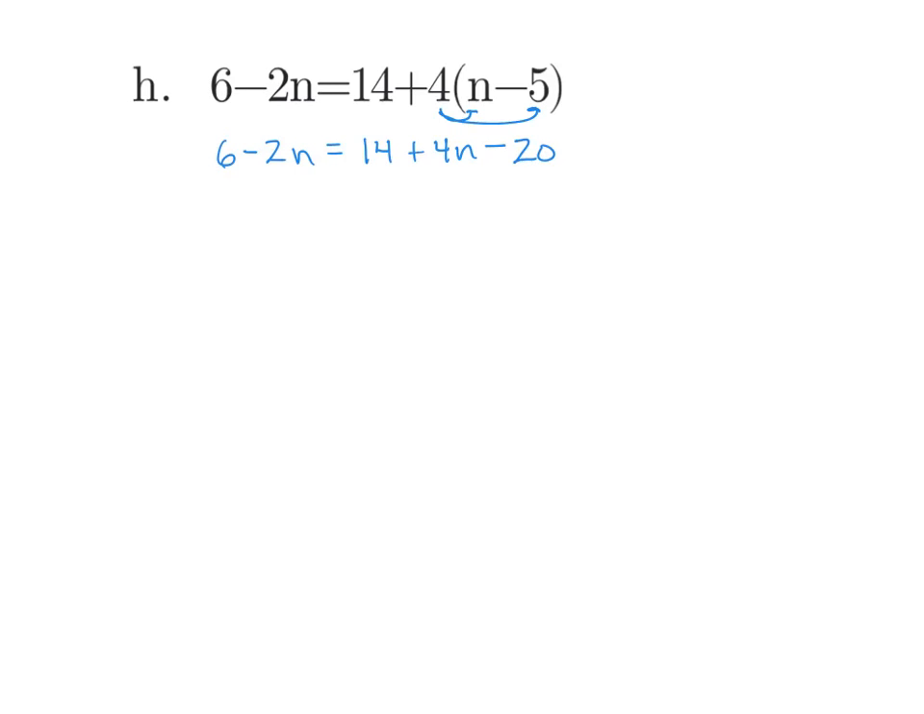We can combine terms on our right side. I can combine the 14 and the -20. We get 6 minus 2n equals 14 and -20. When we combine that, we get -6. We have different signs, so we are going to subtract, keep the sign of the larger number.